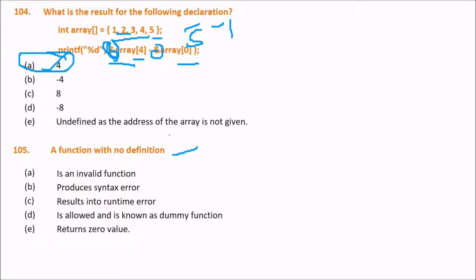A function with no definition is what? A function with no definition. The answer is D. It is allowed and it is known as a dummy function. This is according to the ANSI C rule. Function with no definition is allowed and it is known as a dummy function.